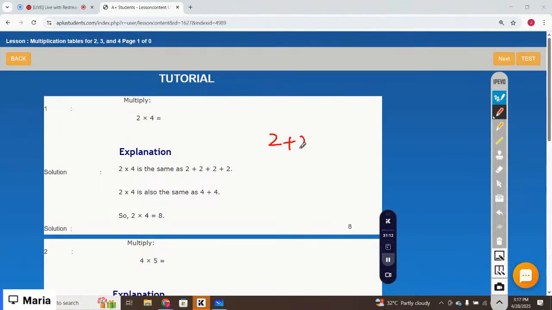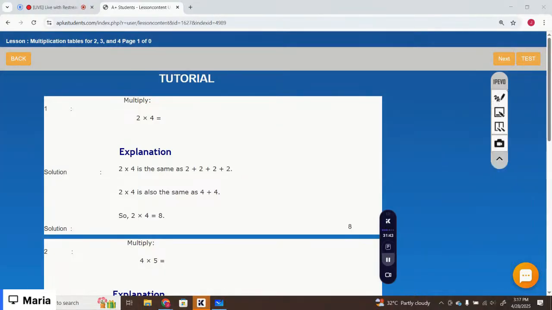You can do 2 plus 2 plus 2 plus 2, or you can do 4 plus 4. Both the cases, the answer is 8. So multiplication is same as addition. Multiplication is repeated additions. Let's just start with the test questions.